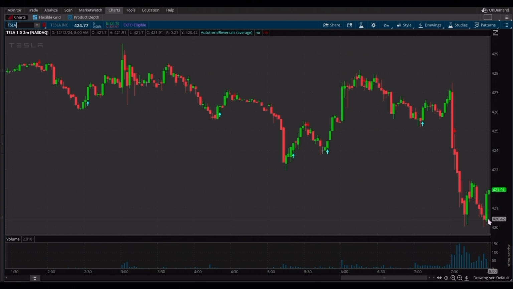But if you're unaware, my pre-market analysis consists of evaluating potential price action by just observing key levels, supply and demand zones, and I have the Autotrend Reversal indicator pulled up, and this just simply confirms my analysis.